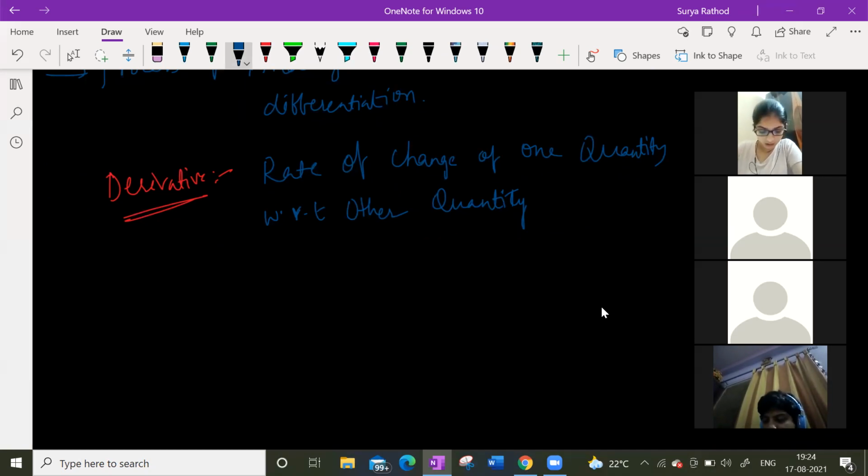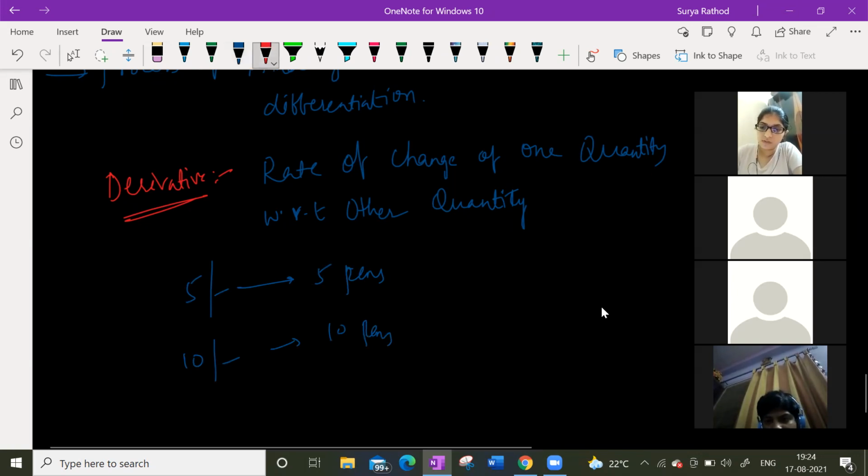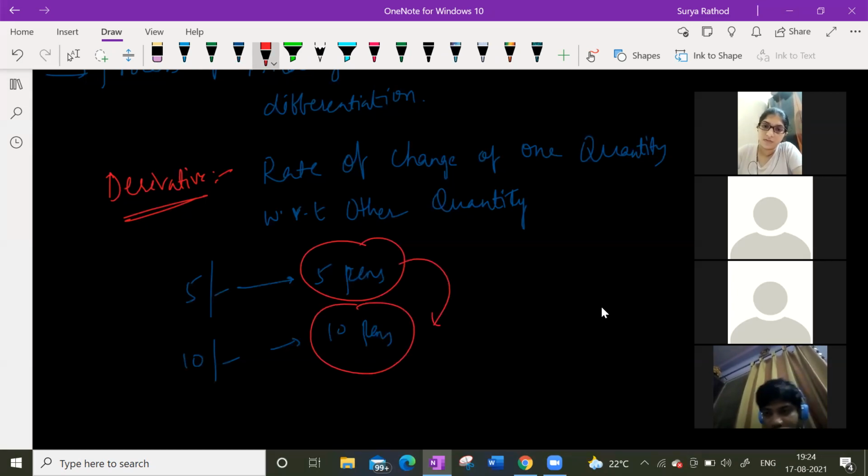See, look at this here. First of all, let me tell you that if you have 5 rupees, you can buy 5 pens. If you have 10 rupees, you will buy 10 pens, of course. You understand? So here, when I'm increasing the rupees, what's happening? There is some change in quantity. First, I had 5 rupees. Next, I'm getting 10 rupees, which means there is some change in quantity.